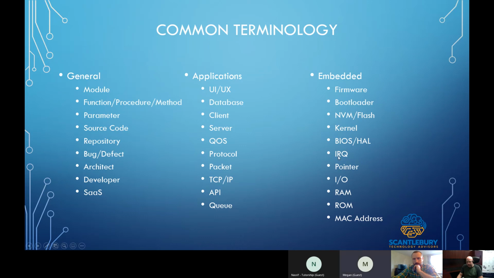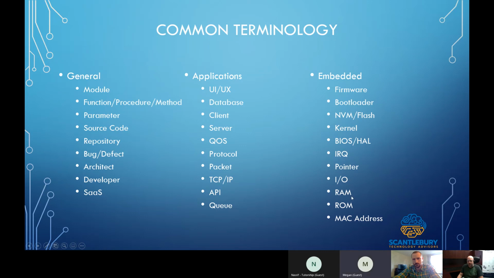A pointer is a way to point to a section in memory. So you don't always have to have static addresses for things. You can actually have something that says, where do I find a particular piece of data? Where do I find a particular procedure? And IO on your computer or your phone, that's inputs, outputs.